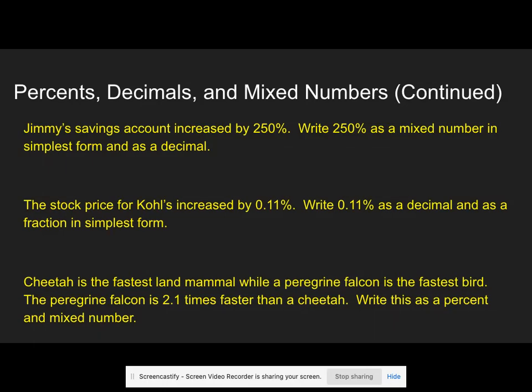So Jimmy's savings account increased by 250%. And you need to write 250% as a mixed number in simplest form and as a decimal. So mixed number and decimal. Write the decimal first because then it makes the mixed number easier. So you would end up with 2 and 5/10 when I move my decimal 2 places to the left. Well, and I know 5/10 is 2 and 5 over 10, but if I feel comfortable with my mental math, I can just write this as 2 and 1/2 right away.